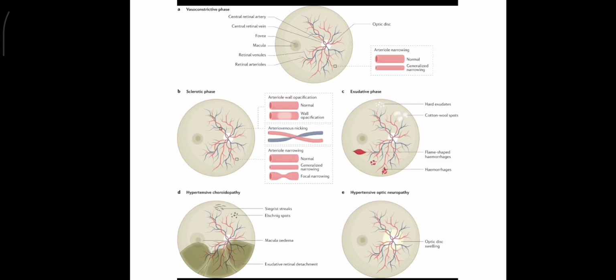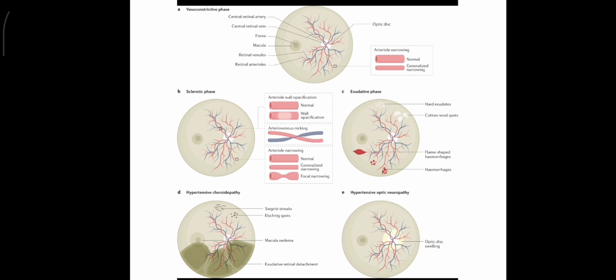So this is your fundus picture that is showing various phases. In the vasoconstriction phase, there will be generalized narrowing. In the sclerotic phase, you have focal and generalized narrowing of vessels and AV nicking, and wall opacification is seen. And in the exudative phase, you could see hard exudate, cotton wool spots, flame-shaped hemorrhage, and dot and blot hemorrhage. In hypertensive choroidopathy, you could see Siegrist streaks.